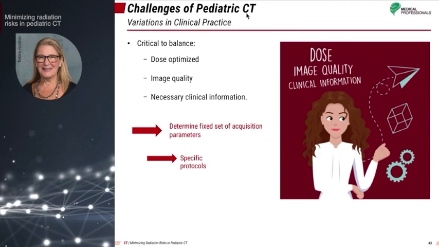Additional challenges of pediatric CT are the variations in clinical practice. Another challenge in optimizing pediatric radiation doses are variations in clinical practice. This occurs among several facilities and even within a single department in the same facility.